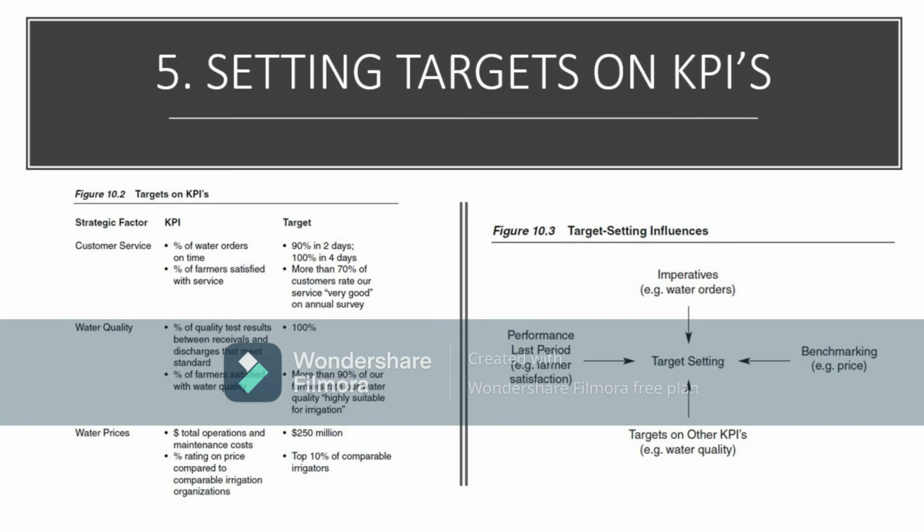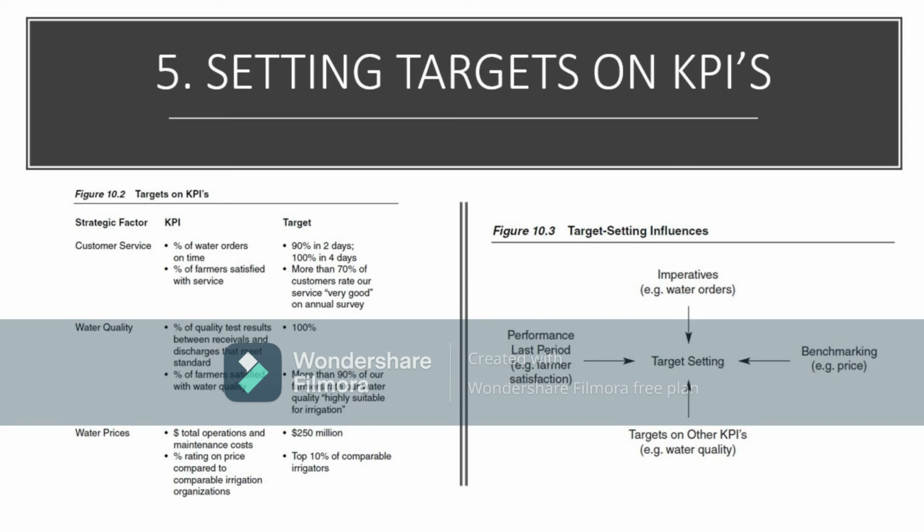One influence shown in Figure 10.3 is performance last period. For example, the target on water quality in Figure 10.2, more than 90% of our farmers rate our water quality highly suitable for irrigation, was set by looking at the previous satisfaction level, which was less than 90%. The target of 90% reflects the desire to improve performance on this strategic factor of water quality.